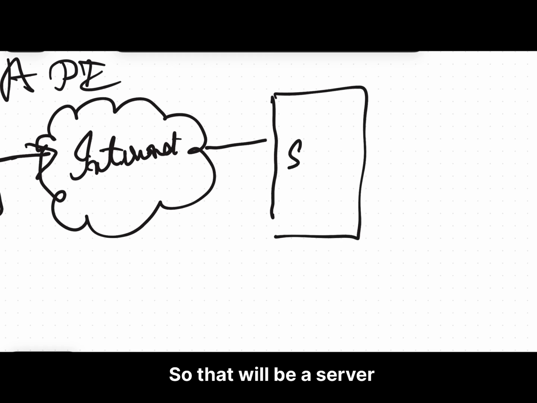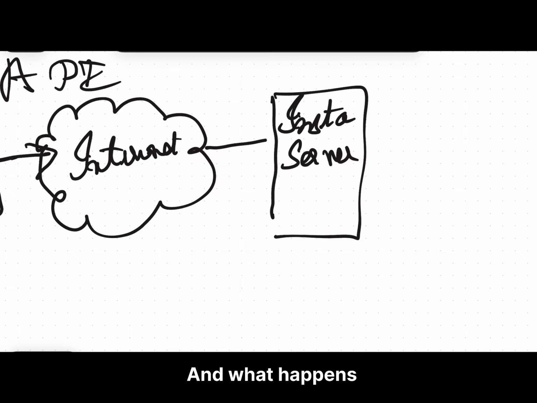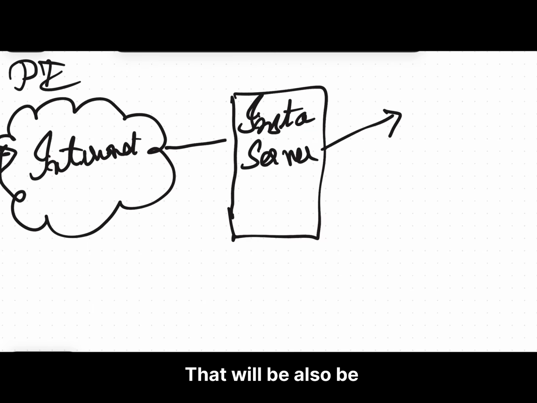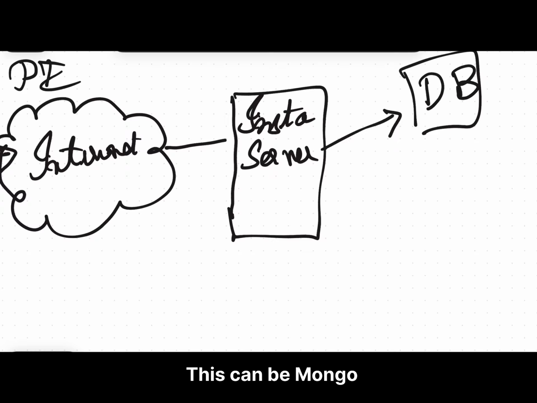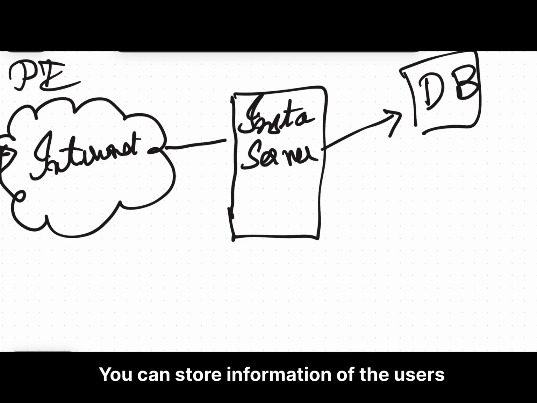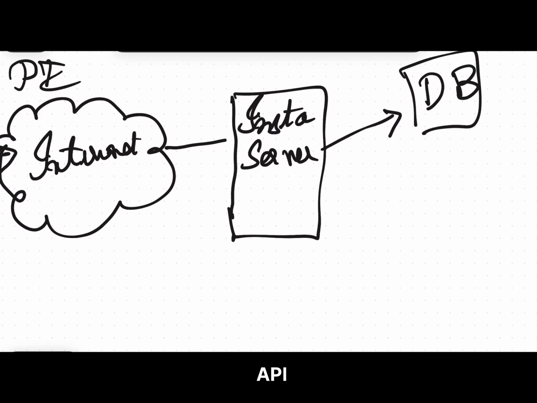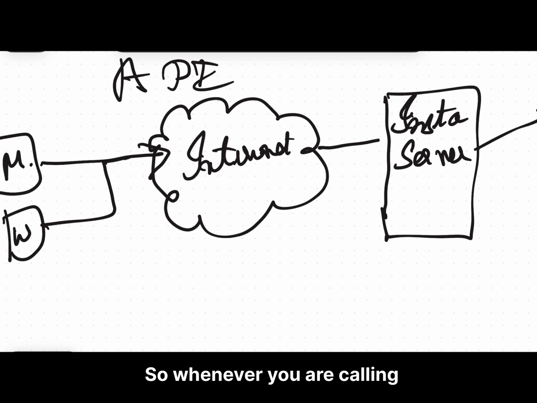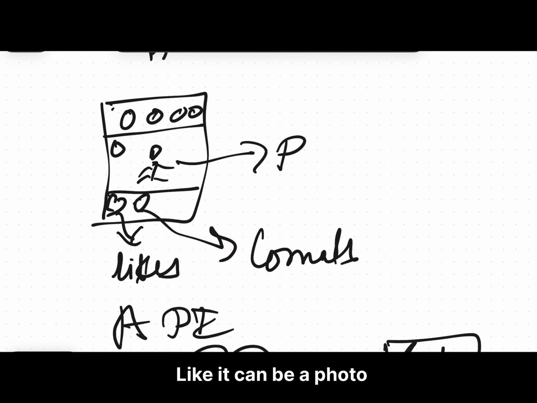So that will be a server, Instagram, Insta. And it will have a database that will also be related here. This can be Mongo. A database is something where you can store information of the users. Now, API. Whenever something goes from here, this is an API call. This is trying to find the data, what it needs to show, like it can be a photo, likes, or comments, or anything.